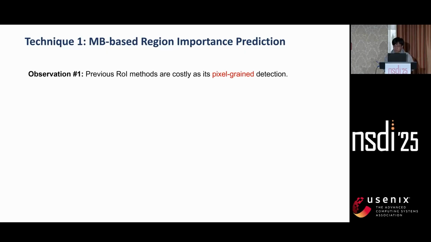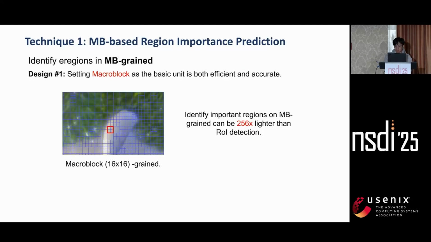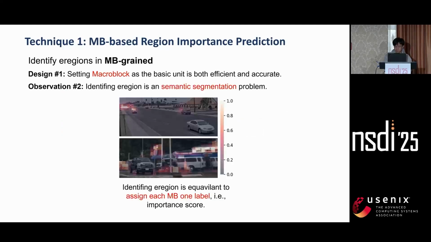We found that previous ROI methods are costly as they use pixel-grain detection. Macroblock-based prediction from the video codec can be about 200 times lighter than ROI detection, because a macroblock is a 16 by 16 pixel block. So our first design is setting the macroblock as the basic unit. It is both efficient and accurate.